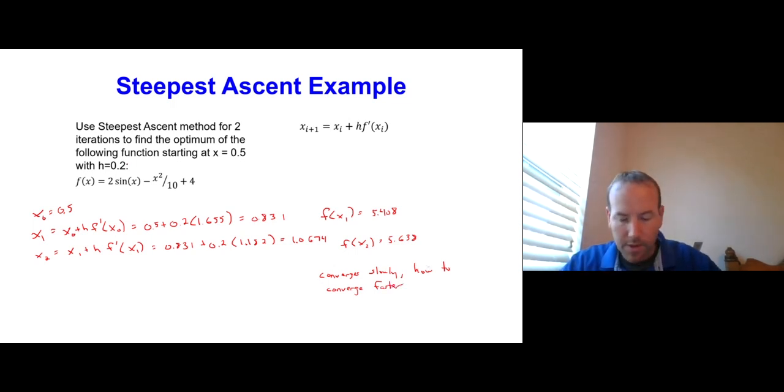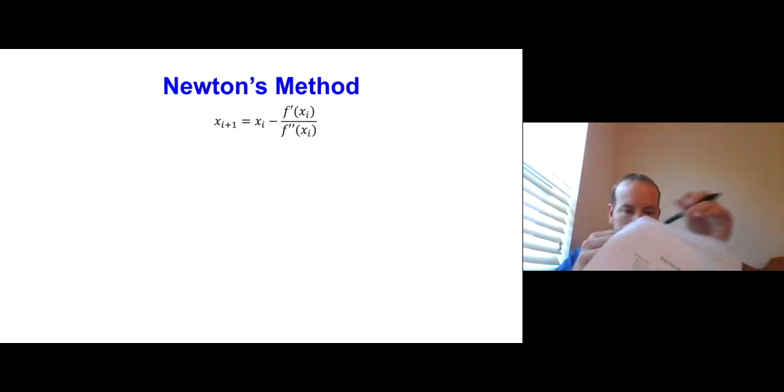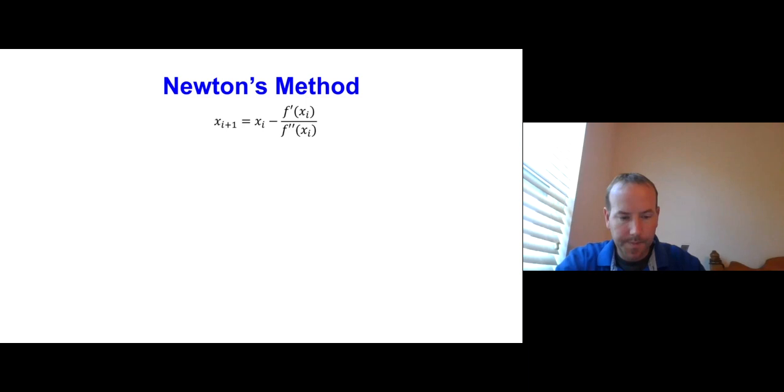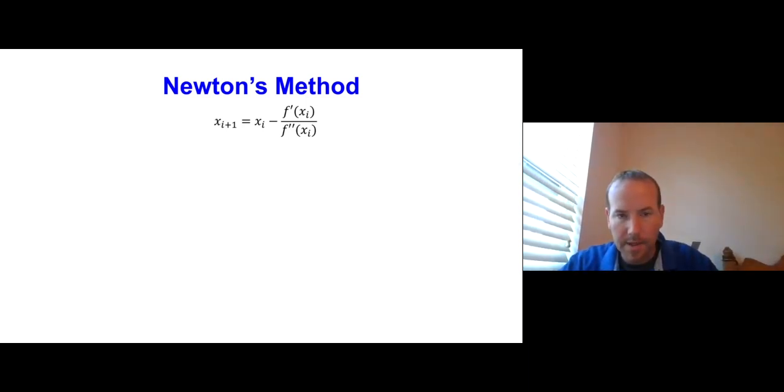So we wanted to see an alternative to the steepest descent method that might go more quickly, and that's called Newton's method. The basic idea is that rather than just using the f prime, we are going to take the ratio of that with a f double prime. And a few properties or things to know about.